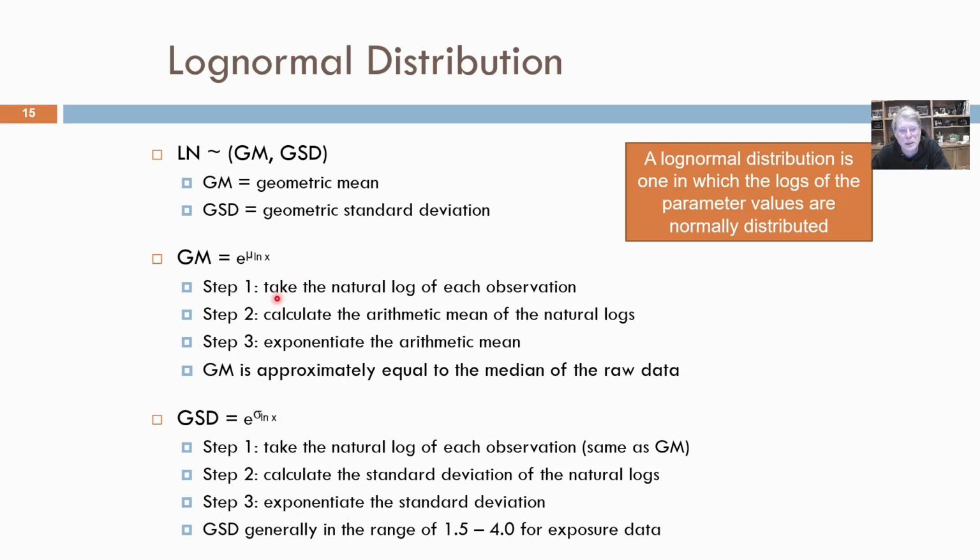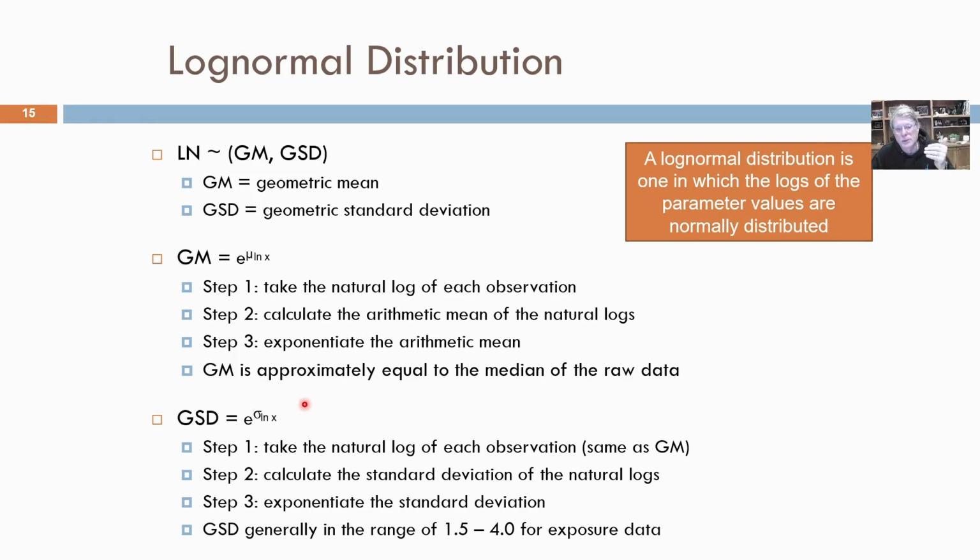So how do you do it? Take the natural log of each observation, calculate the arithmetic or regular average or mean of those natural logs, exponentiate that arithmetic mean, and now you have the geometric mean.